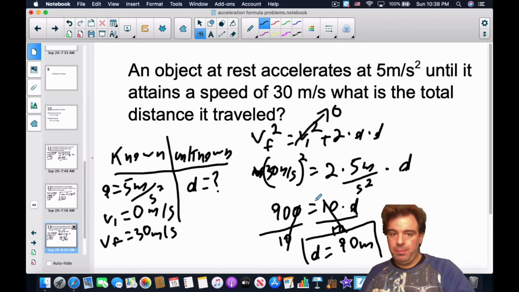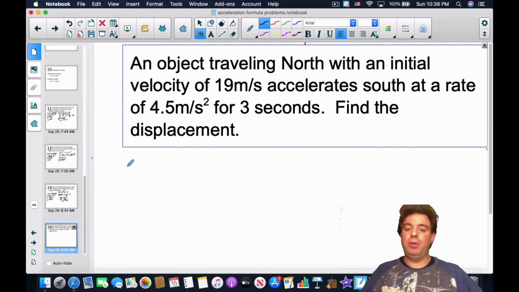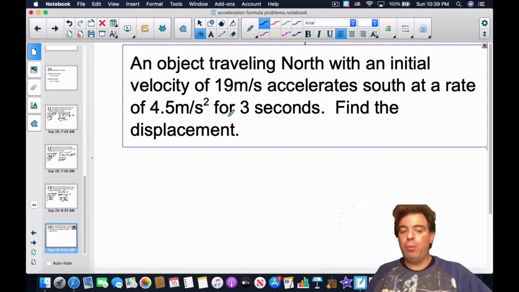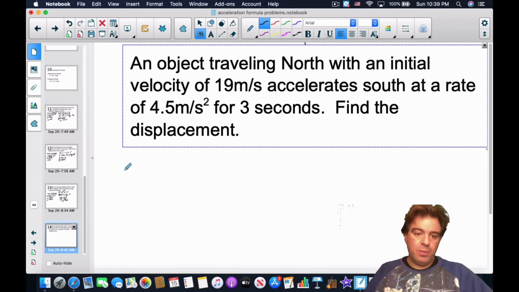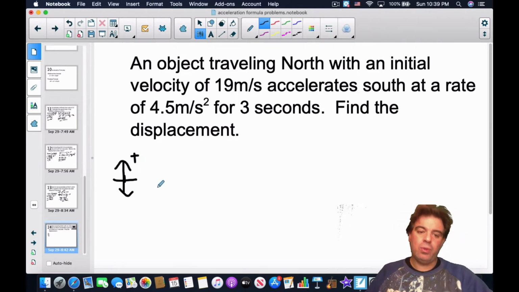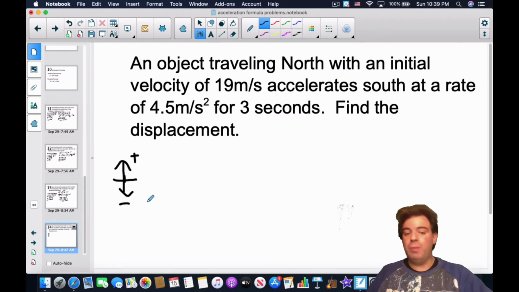Now for the last problem, we're going to now utilize our knowledge of vectors. So it says, an object traveling north with an initial velocity of 19 meters per second accelerates south at a rate of 4.5 meters per second squared for 3 seconds. Find the displacement. So in this case, we have to now define what's positive and what's negative, because we have two things that point in opposite directions. So we're going to use the same exact thing as the XY axis system, and we're going to say that north is positive and of course south is going to be negative.